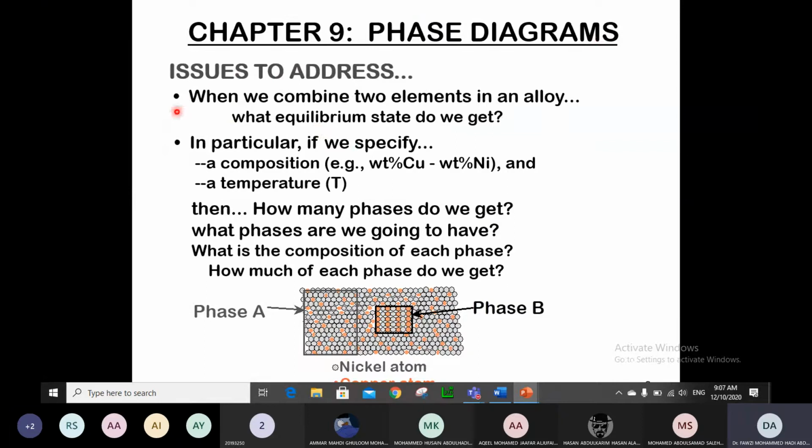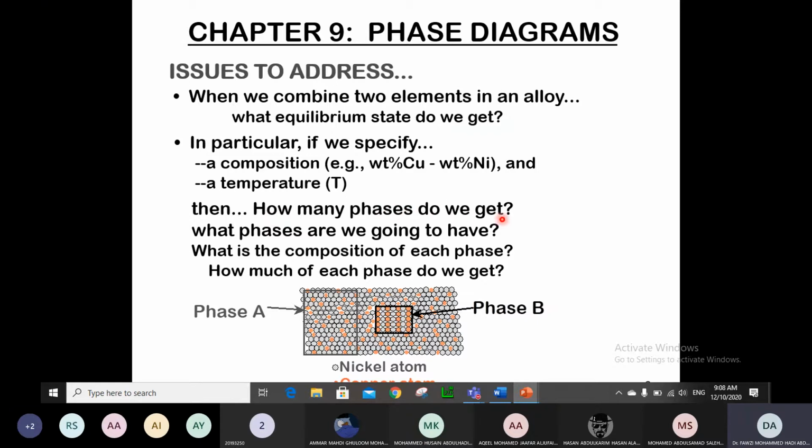The issues that we are going to address: when we combine two elements in an alloy, so if we are doing the alloying, we have a mother material, we add another material. We have copper, we add, for example, zinc to it. We have iron, we add whatever alloying element in it. In particular, at a certain composition, let's say weight percentage of copper and nickel, and a specific temperature, we will be answering important questions, and we will see why these are important questions towards the end of this lecture.